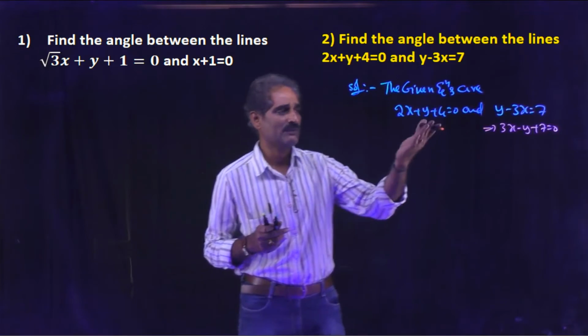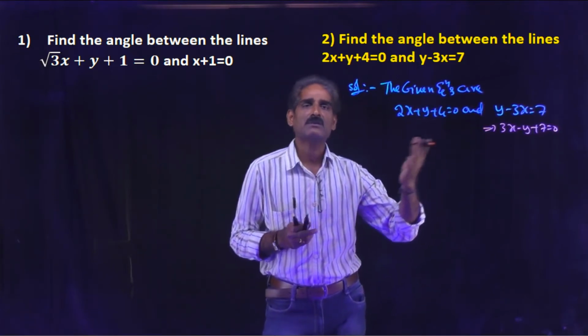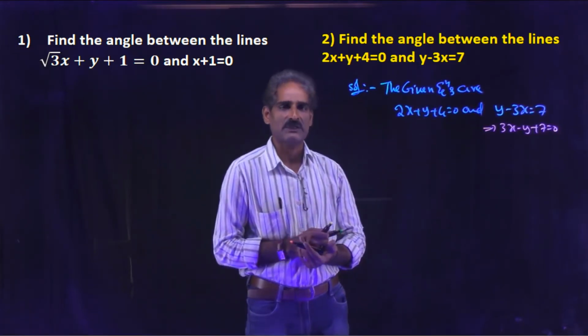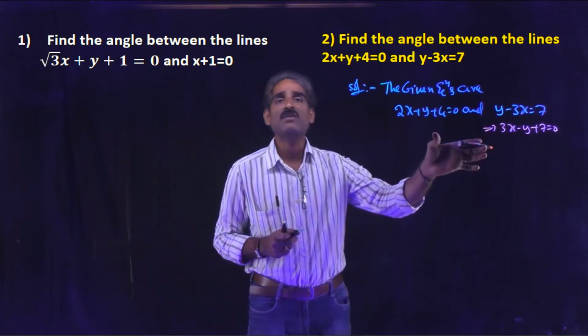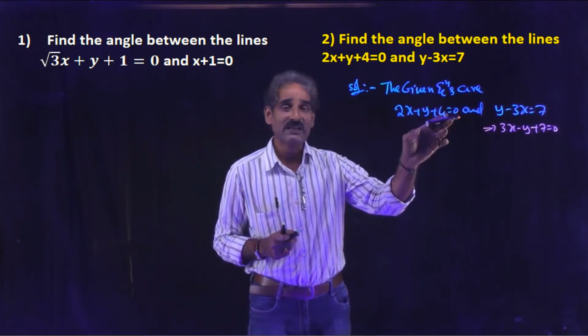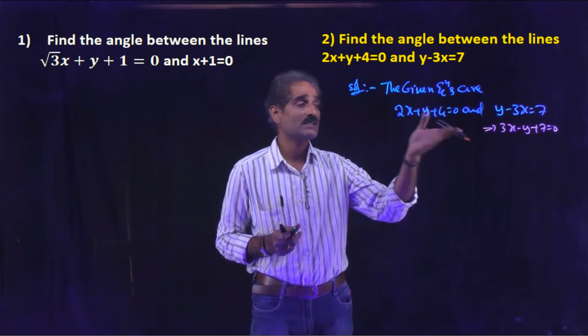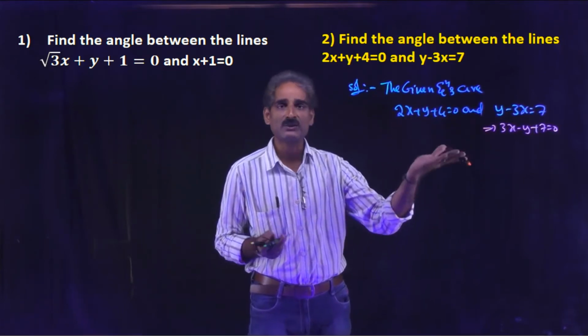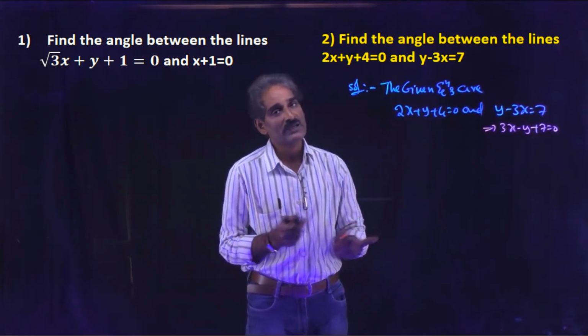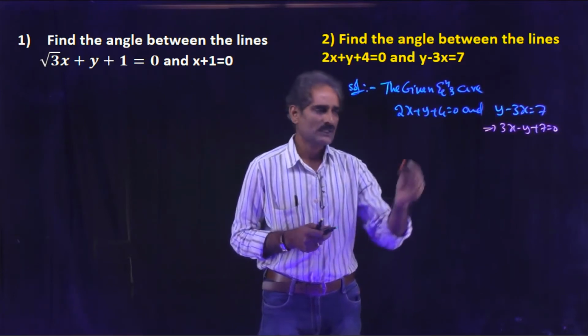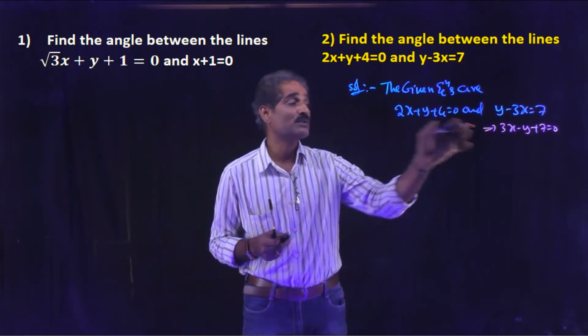Otherwise, if it is in the form of ax plus by plus c, the slope is minus x quotient to y quotient. Here we can use any formula, in terms of tan or in terms of cos, because we can find the slopes of the two lines. Slopes are defined, so we can use the tan theta formula, otherwise the cos theta formula. So let us find the slopes of the two lines.